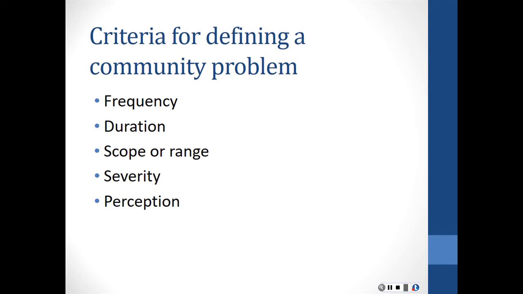So if we are defining the problem of childhood obesity in this fake town of Pleasantville, there's really steps that we look at. The first is the frequency of the problem. So how frequently is it occurring? How often does it occur? Then we look at the duration. So how long has it lasted? How long will it last? Then we look at the scope of the problem. So this is looking at how many people are affected.